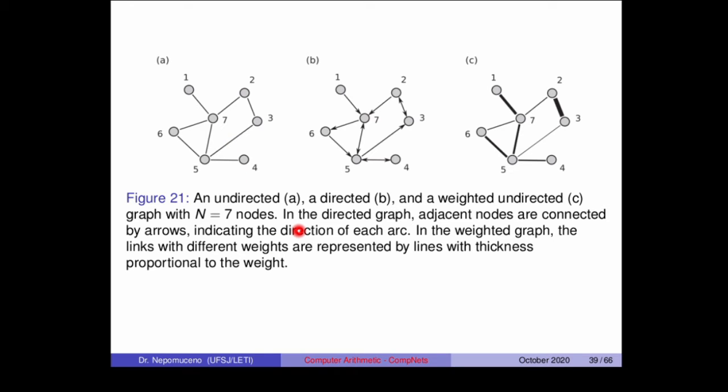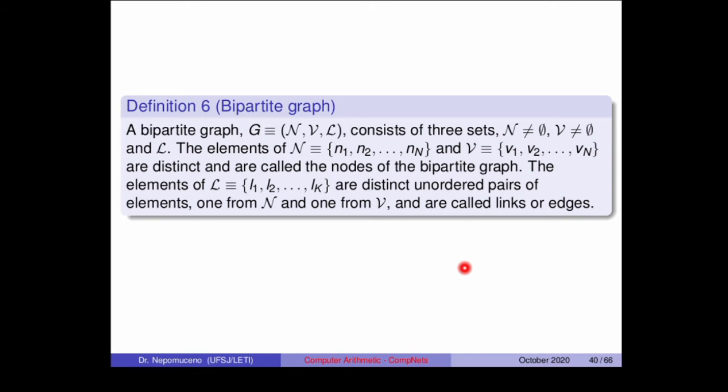Here you have a directed graph in A, an undirected graph in B, and a weighted undirected graph in C. So you have the different sections; for example, you can go from 1 to 7, but you cannot go from 7 to 1. And here you have a different width for each edge, so you can connect the edges but with different weights, right? A bipartite graph G is N, V, and L, and consists of 3 sets, N and V, all of them different from 0, and L.